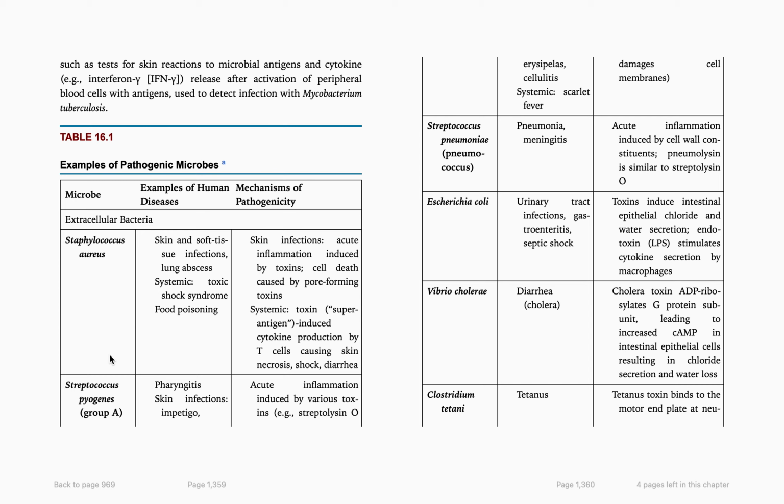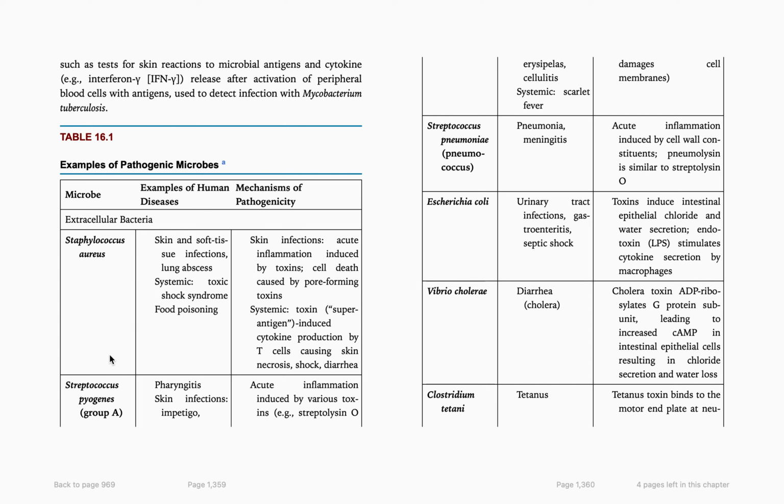We have Streptococcus pyogenes, group A. This causes pharyngitis, skin infection, impetigo, erysipelas, cellulitis, and systemic scarlet fever. It damages the cell membrane generally. It causes acute inflammation, induced by various toxins such as streptolysin O, which damage the cell membrane.